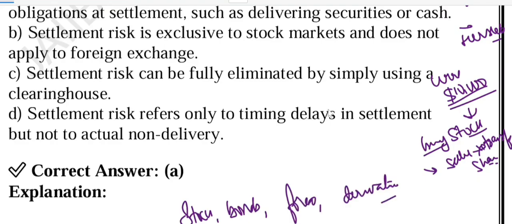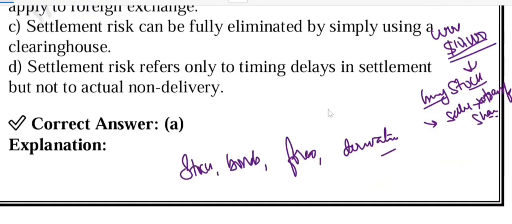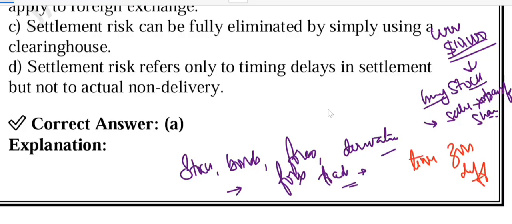Settlement risk is not just in one market. It is most commonly seen in the forex trade. Why? Due to time zone difference, which plays a critical role. For example, one bank pays in euro before receiving dollar.